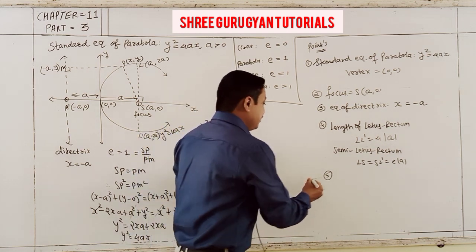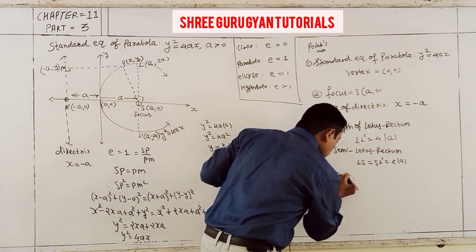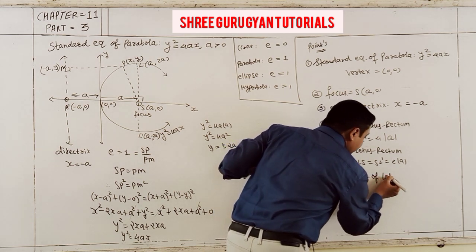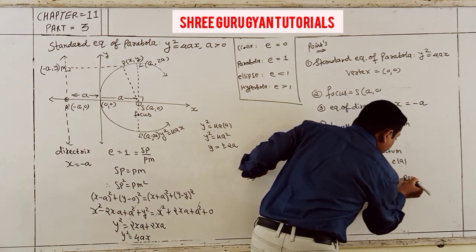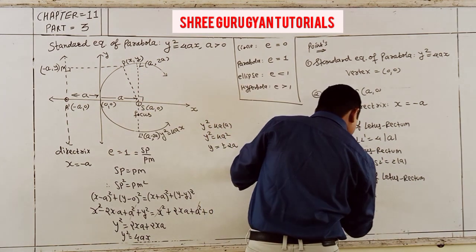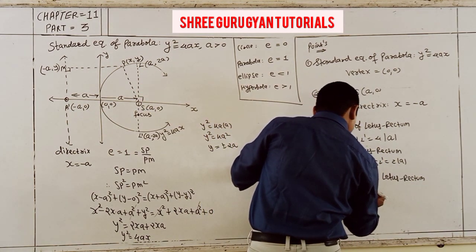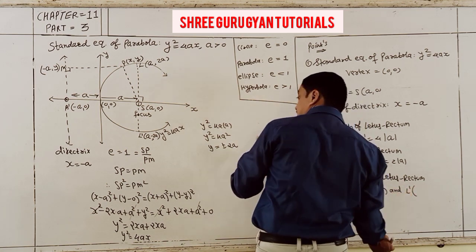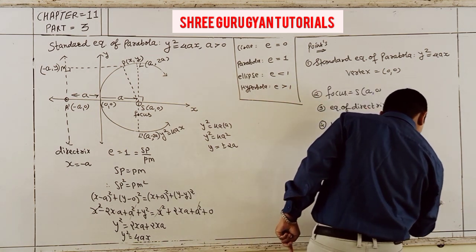And the endpoints of the latus rectum, it is called simply L. Our answer is (a, 2a) and L dash, similarly (a, minus 2a).